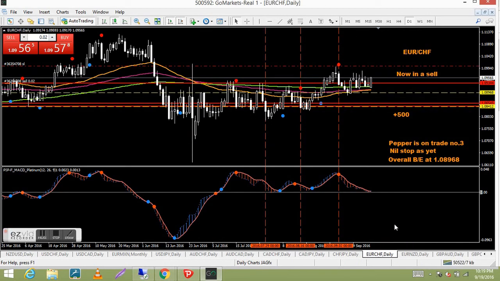Euro Swissy. This one's caused me some grief on my Pepperstone account. In a sell, actually in a sell on both accounts. In 3 sells in the Pepperstone account. I did get down to break even in this area here, but was nowhere near my computer and missed it. Since pulled back up, it's just going nowhere. So it's not a big loss, but it's just annoying. It's dragging out of it. That's all.